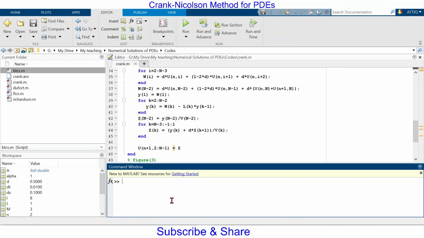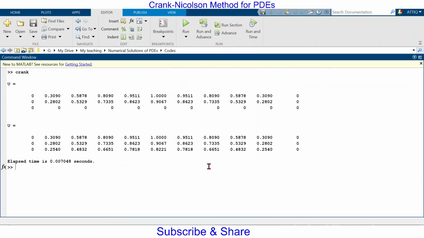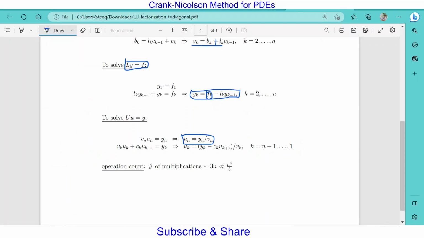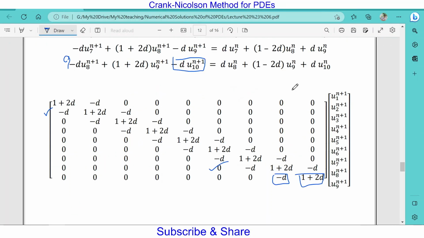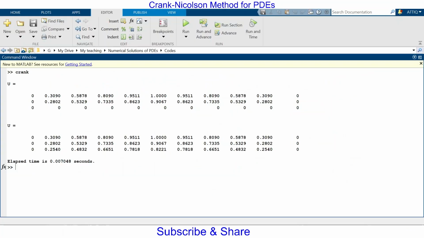Let's clear it. And now we are running this Crank Nicolson method again, and the values are again the same if you observe from here. So we solved the system using LU decomposition. Now in the last part of this video, we will be using the Thomas algorithm to solve this system.